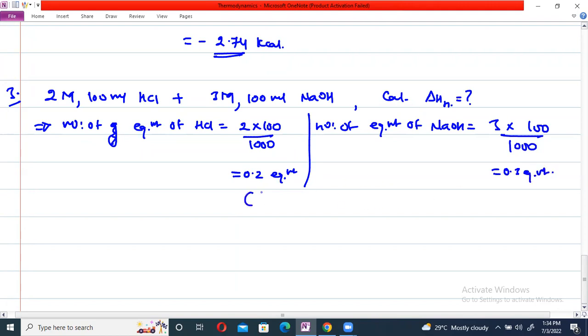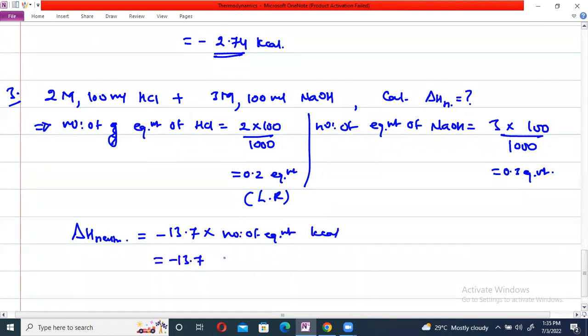But among these two, we know that HCl is the limiting reagent and it will decide the product obtained here. So in this case, heat of neutralization equals minus 13.7 into number of equivalent kilocalorie. So minus 13.7 into 0.2. So here also I am getting minus 2.74 kilocalorie.